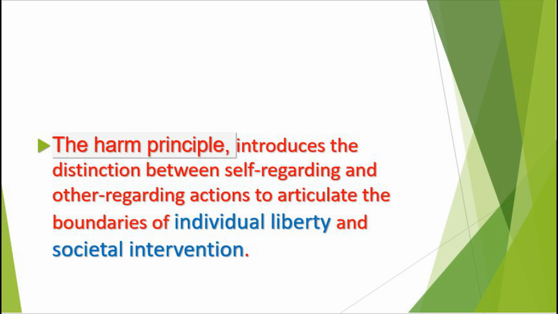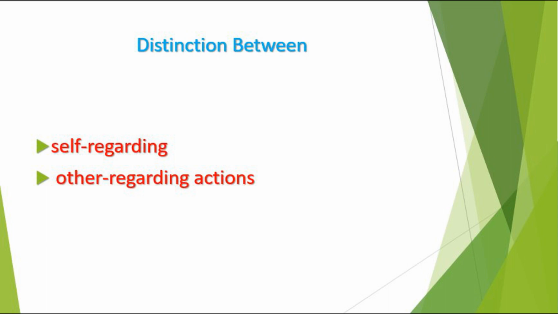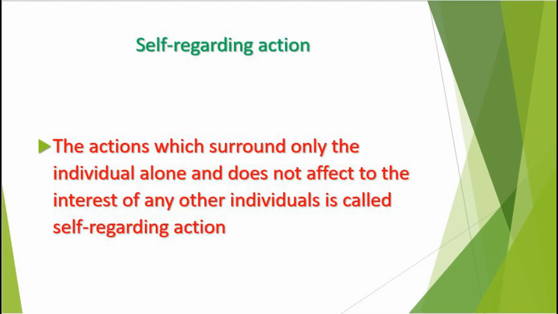Now let us try to understand the difference between the two types of action. First, self-regarding action. Self-regarding action is the sphere of action that concerns only the actor himself, affects only the individual, and in which the actor should enjoy unimpeded freedom. In this regard, the harm principle is not applicable. In other words, actions which concern only the individual alone and do not affect the interest of any other individuals are called self-regarding actions.